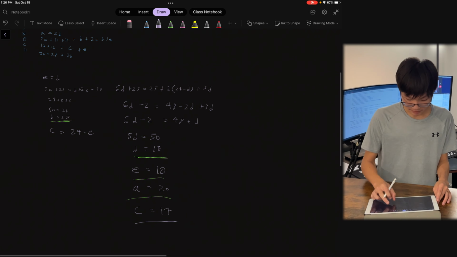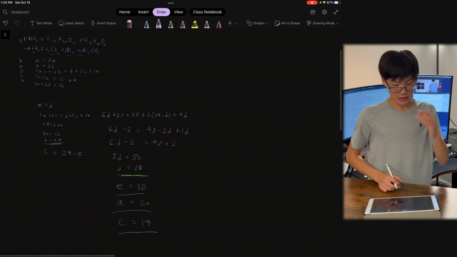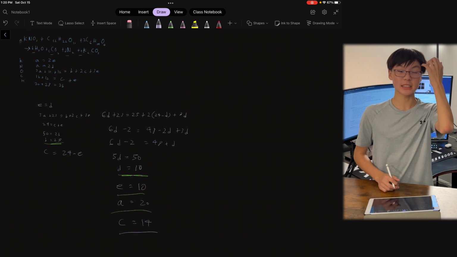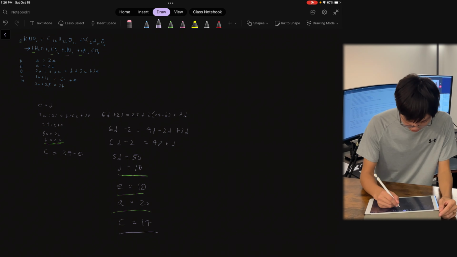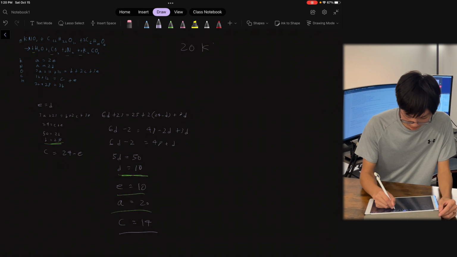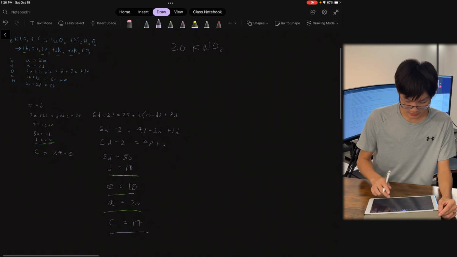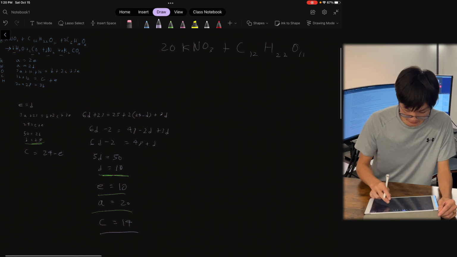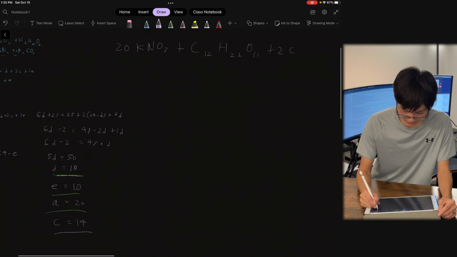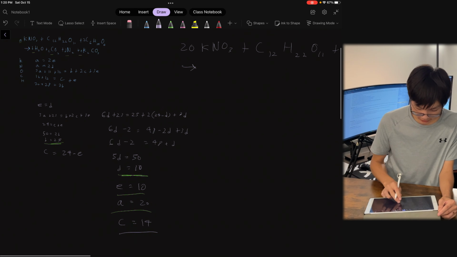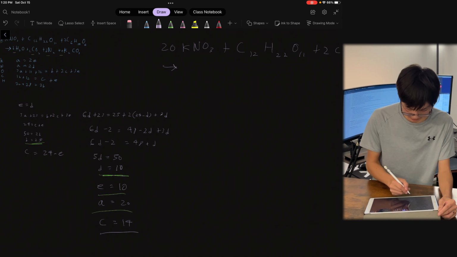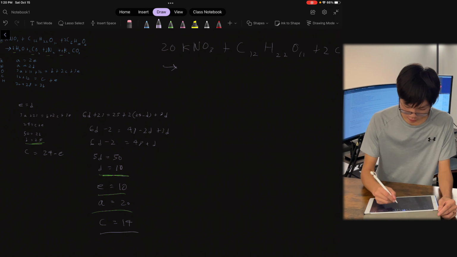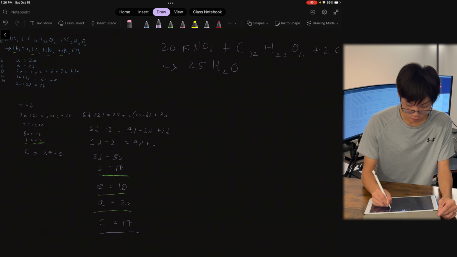And there we go. So let's rewrite our original chemical reaction in balanced form. So A is going to be equal to 20, there we go, 20 potassium nitrate, and then we're also going to have our 1 molecule of sucrose, and we're going to have our 2 molecules of sorbitol. I'm drawing this really big, but oh well. And these are your reactants. And for our products, we're going to have B molecules of water. B is going to be 25, so 25 molecules of water.